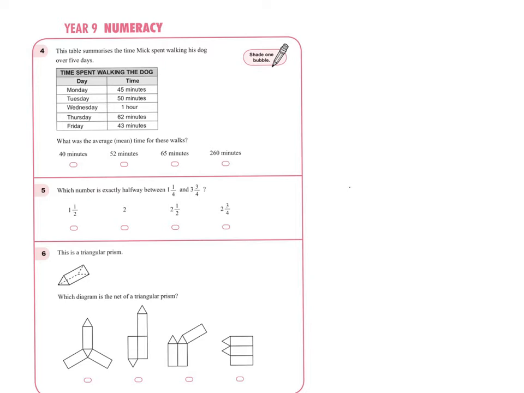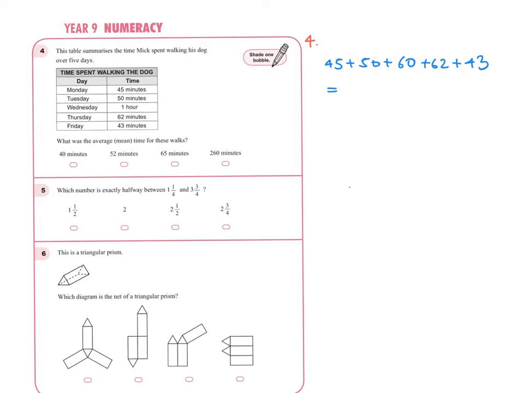So the next one is a table summarizing the time Mick spent walking his dog over 5 days: Monday, Tuesday, Wednesday, Thursday, and Friday. What was the average, or mean, time for these walks? How do we calculate that one? Pretty much you put all together: 45 minutes plus 15 minutes plus 1 hour, please note same units, 60 minutes, plus 62 minutes, plus 43 minutes. So we're going to add all this together.